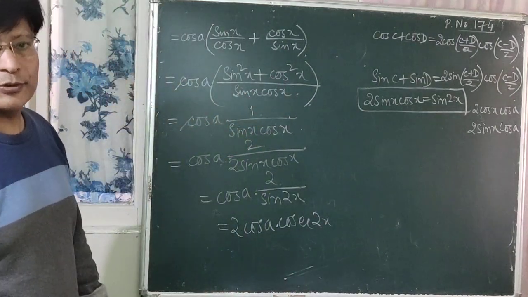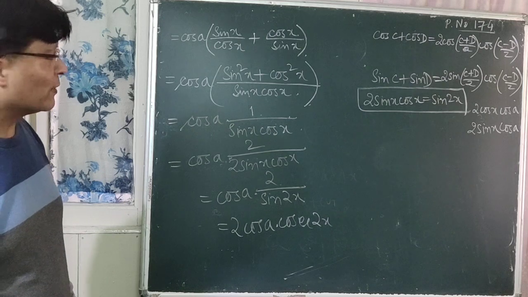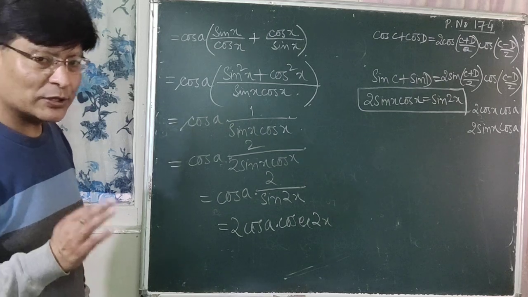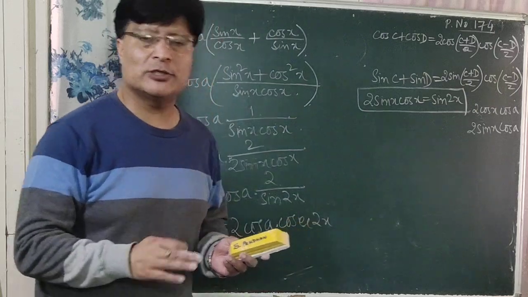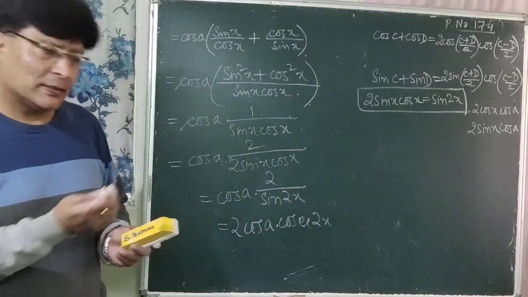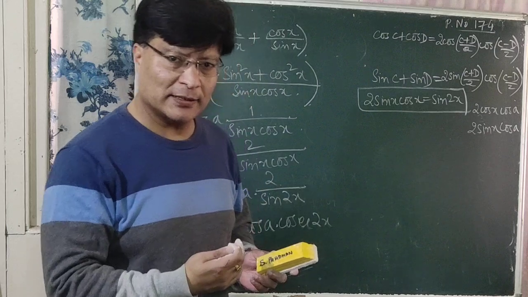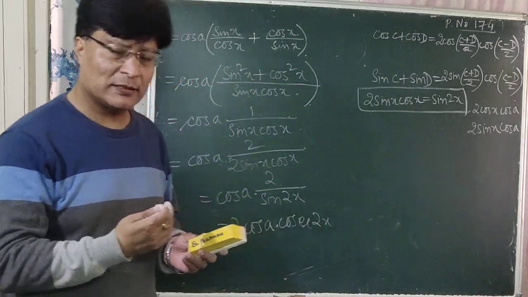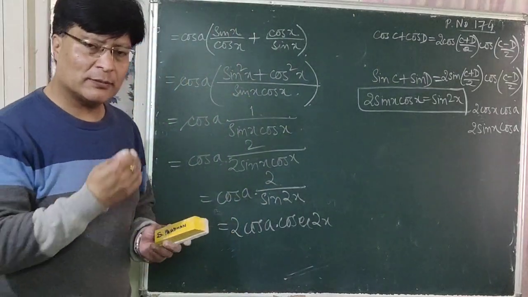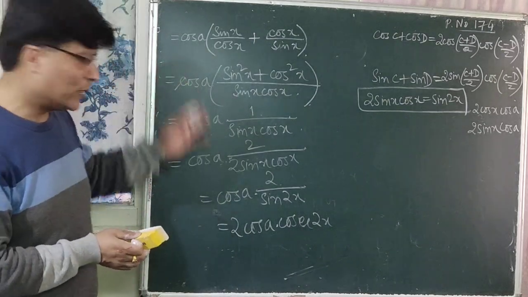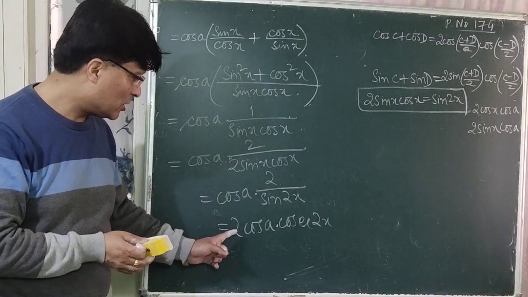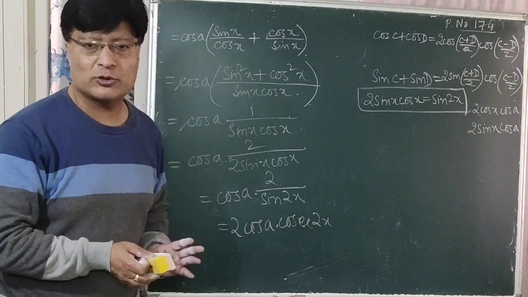So I think you have understood it. The third element of the first column is now simplified and we got this expression, that is 2 cos a into cosec 2x.